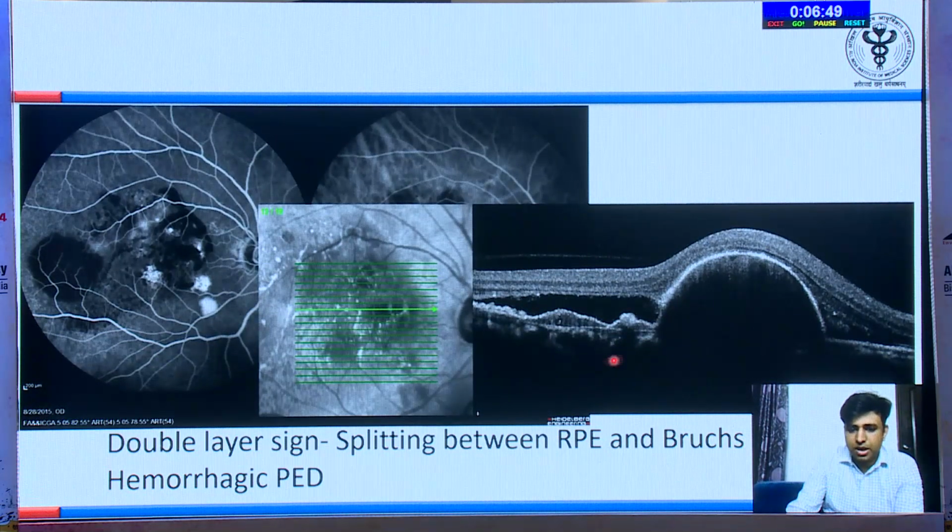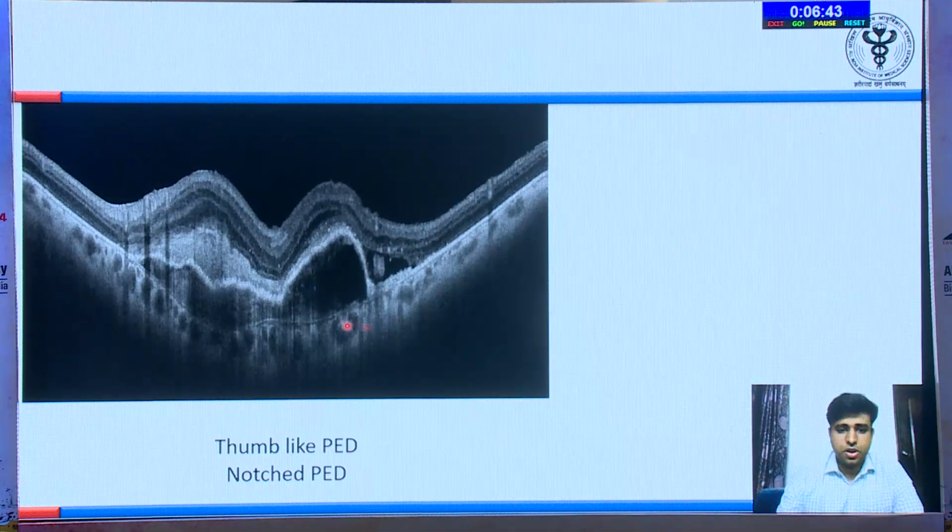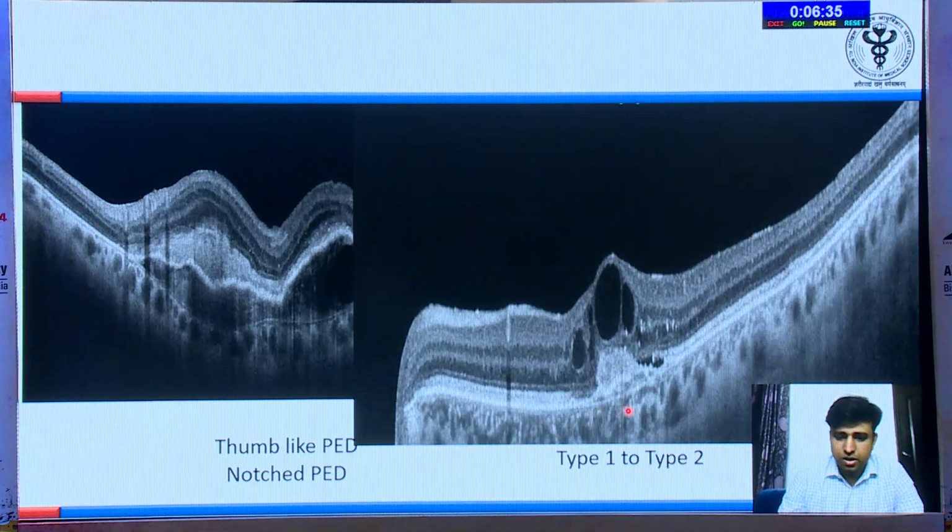This is called double layer sign, and it develops because of development of a branching vascular network between these two layers. On this scan, we can see a large thumb-like PED along with a notch, aka notched PED. It is very characteristic of PCV. On this scan, we can see that the RPE is irregularly raised and a hyperreflective membrane can be seen both below RPE and above RPE. That is, there is presence of both type 1 and type 2 CNVM.